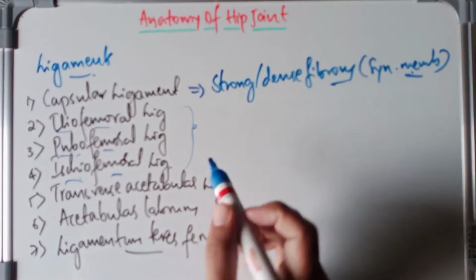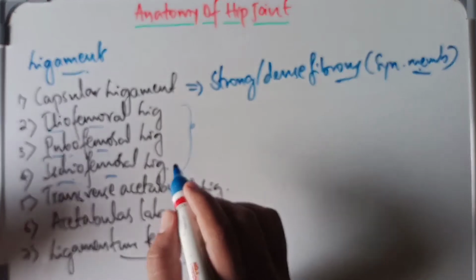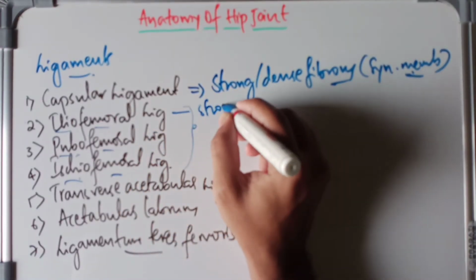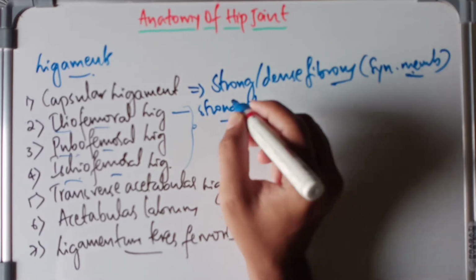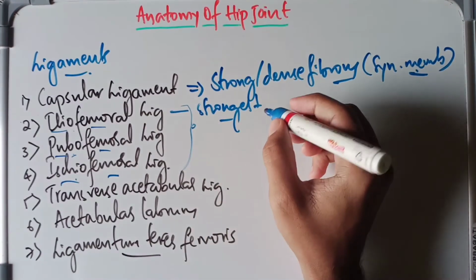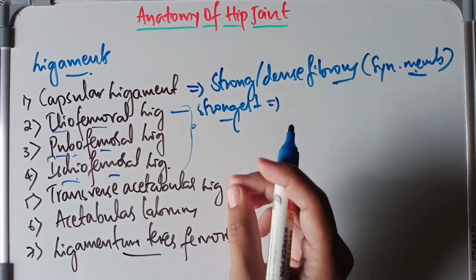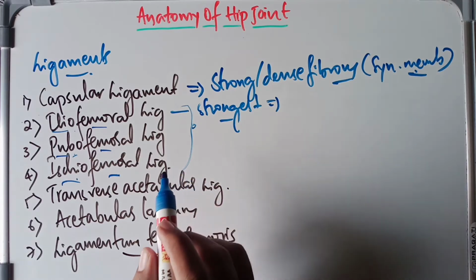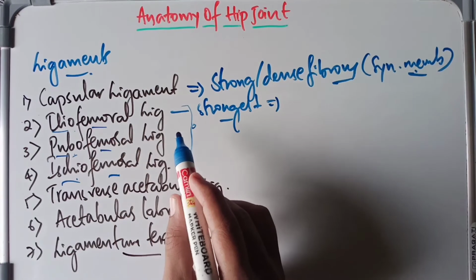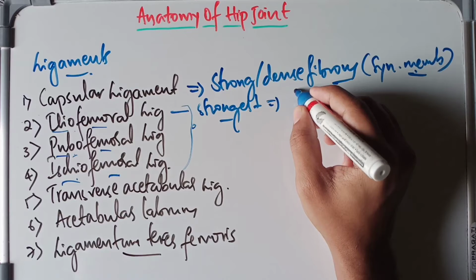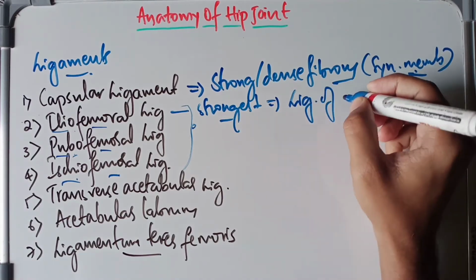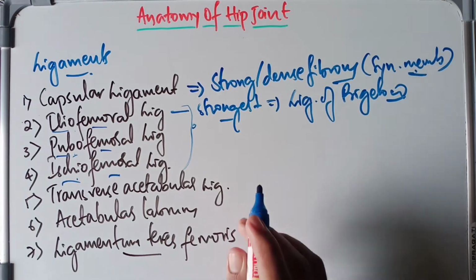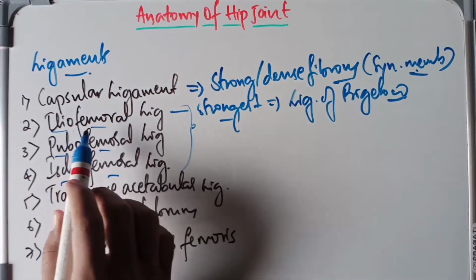Out of these three ligaments, the iliofemoral ligament is the strongest. These three ligaments play a major role in the stability of the hip joint. The iliofemoral ligament is also called the ligament of Bigelow. It is a Y-shaped ligament which attaches from the ilium to the femur.